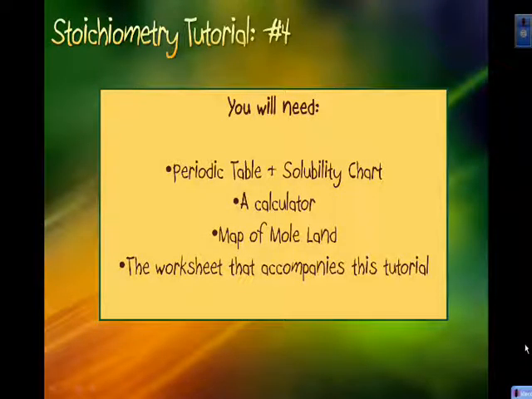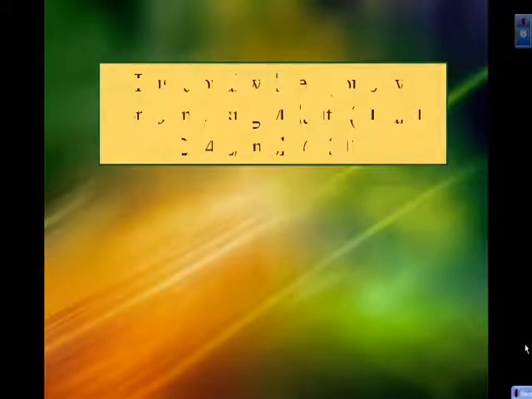This is stoichiometry tutorial number 4. You will need the periodic table, calculator, a map of mole lands, and the worksheet that accompanies this tutorial. This tutorial will help you solve problems using molarity and using 22.4 liters equal to 1 mole at STP.